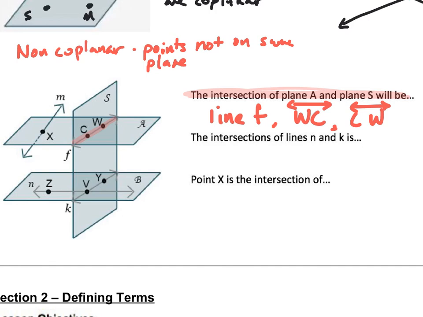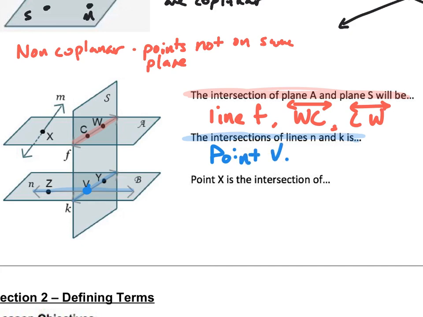All right, now on this one it says the intersection of lines N and K. So here's line N. Let me highlight this one here. Okay, so I've got this one. If I were to talk about lines N and K, where do they intersect? They intersect at this point V. So two lines intersect at point V.